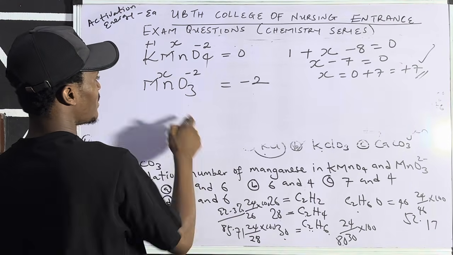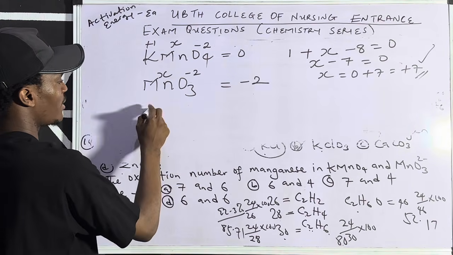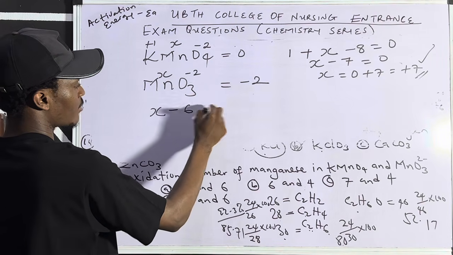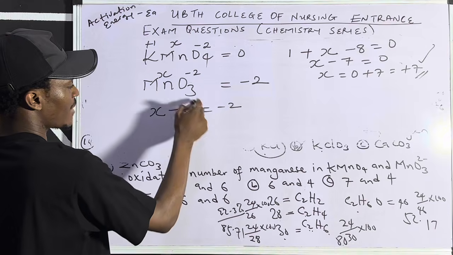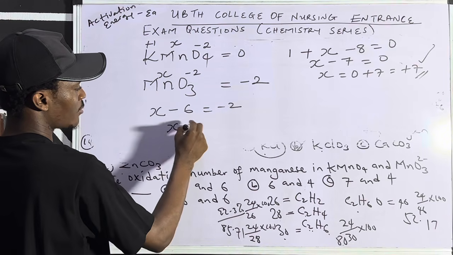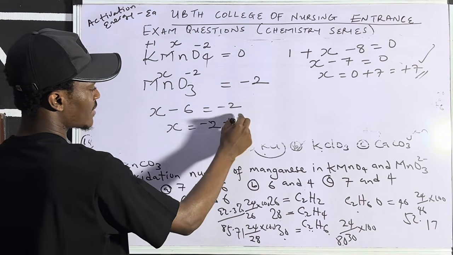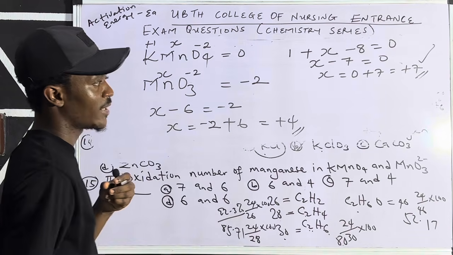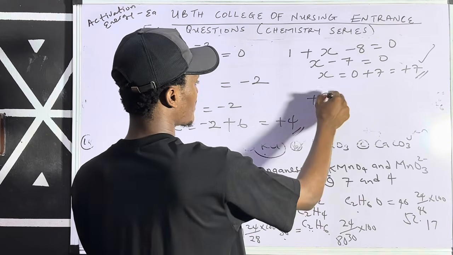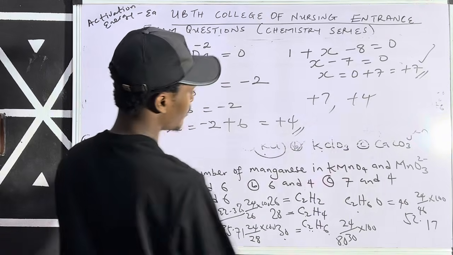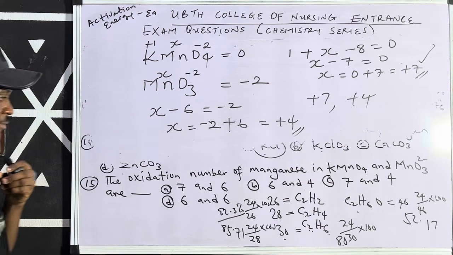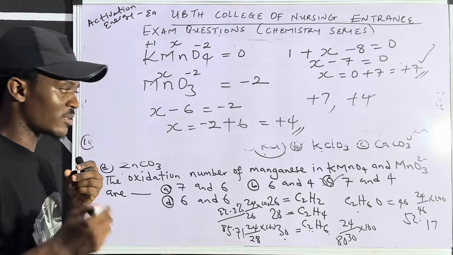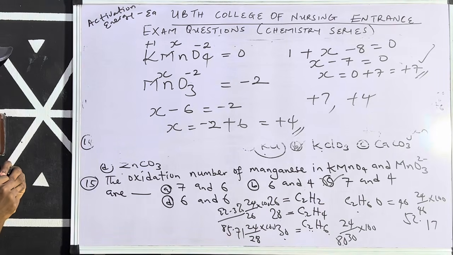Then over to this place. Then what are you supposed to do? x plus 3 times -2 is -6, equal to -2. So when you move this -6 to the other side, it becomes x equal to -2 plus 6. -2 plus 6 is +4. So the oxidation number of manganese is +7 and +4. So where do you find +7 and +4 among the options? Option C. So option C becomes the right answer to that question.